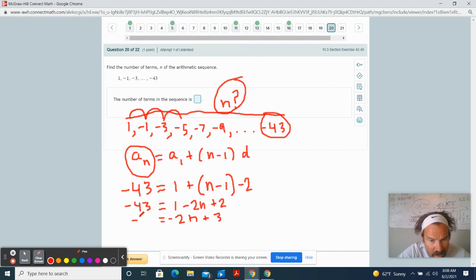So I now can subtract 3 on both sides. So I get negative 46, and I get negative 2n. And I divide both sides by negative 2. It would make sense that n has to be a positive number, right? You can't have a negative number of things. We're trying to find out how many numbers there are here. Got to have a positive number. So negatives cancel. 46 divided by 2 is 23. So that would mean that there are 23 terms here. Just type in the number 23.